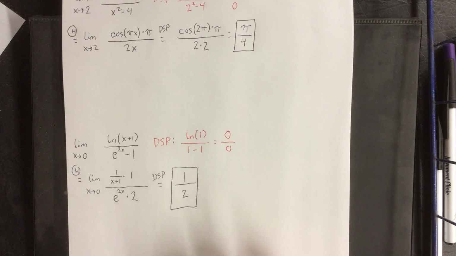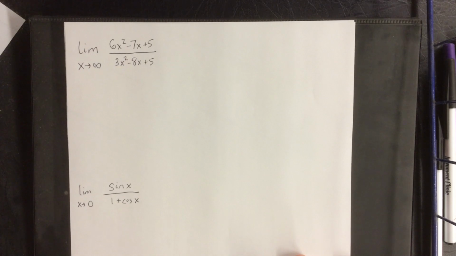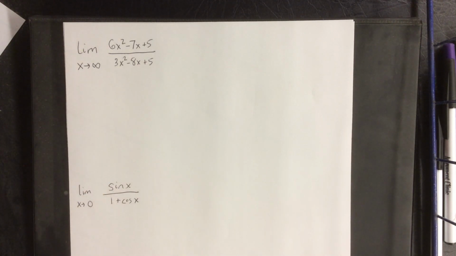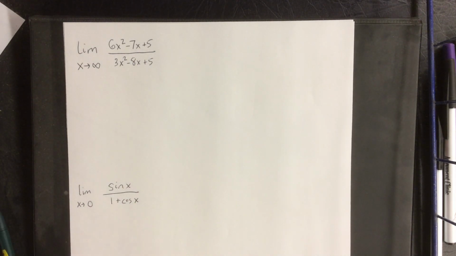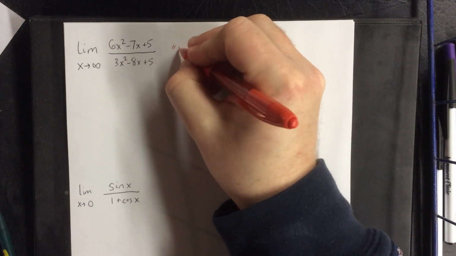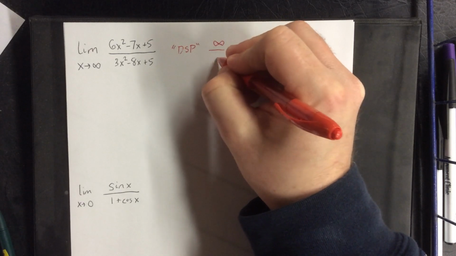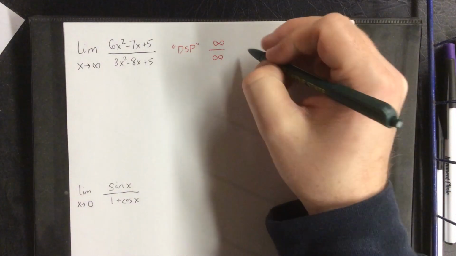Trying out a couple more examples. Next one we have, limit as x goes to infinity of 6x squared minus 7x plus 5 over 3x squared minus 8x plus 5. You may recognize this from back in chapter 2 as a limit at infinity, where it goes to infinity over infinity. Now just to make sure, if we attempt to use the direct substitution property, we can't really plug in infinity, as it were. But your numerator is going to go to infinity and your denominator is going to go to infinity. Now, we have a technique from back in chapter 2 that will work.